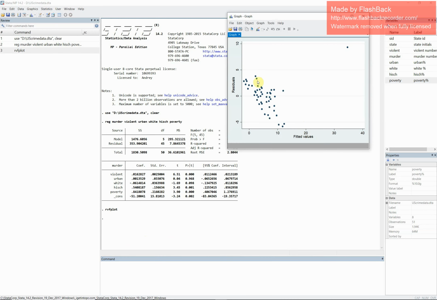Now here is the graph, and we find that residuals have a pattern. It's a declining pattern. Then we also have an extreme value, which is an outlier. Therefore, from the graph, we can conclude that there is heteroscedasticity.